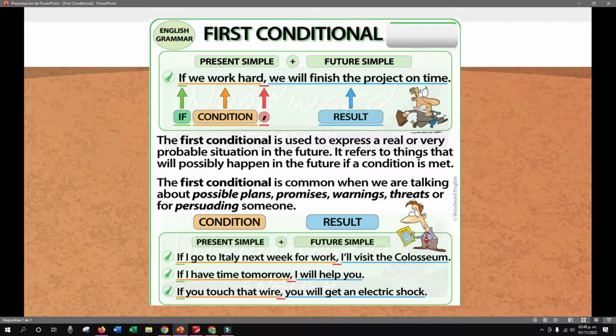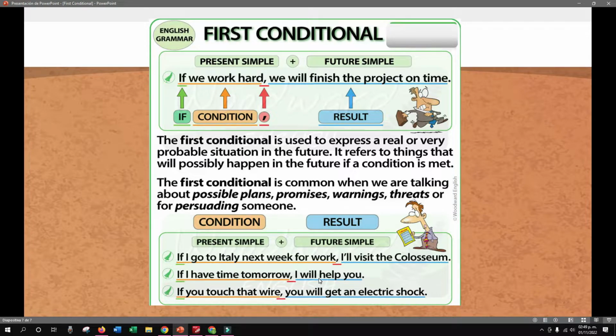If I go to Italy next week for work, comma, the future simple, I will visit the Colosseum, right? So, tenemos la if clause, presente simple. Y luego en el resultado o la main clause, nosotros vamos a tener futuro. If I have time tomorrow, I will help you, right? So, the condition, the result.